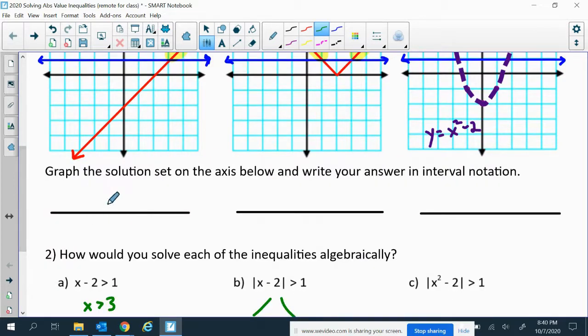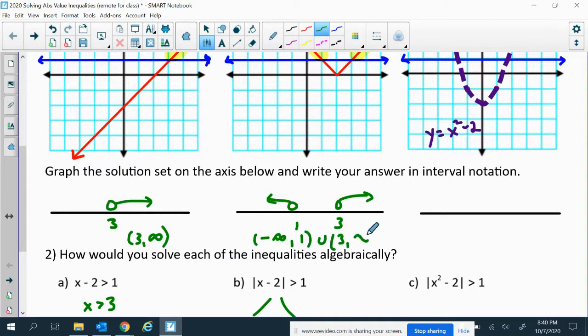So we would graph the solution sets like this. And to write it in interval notation, we would say 3 to infinity, or negative infinity to 1, union 3 to infinity, depending on which problem we have.